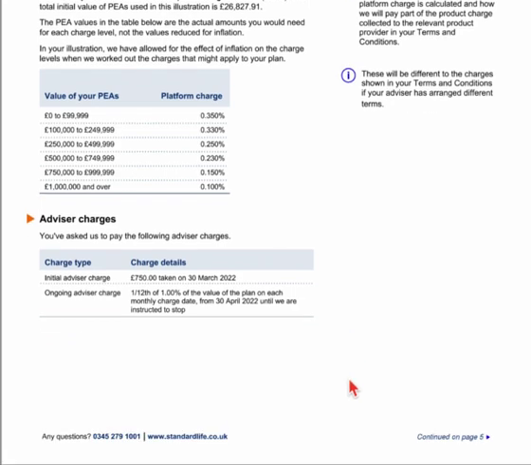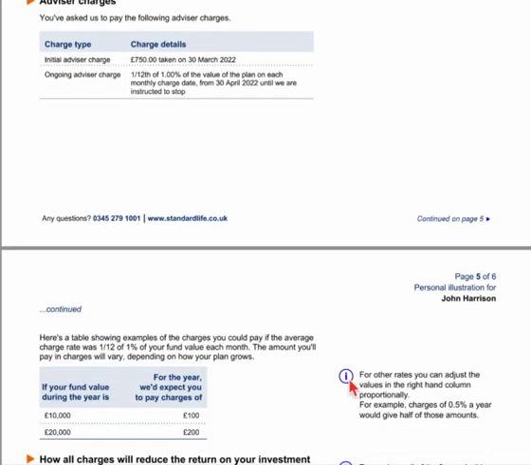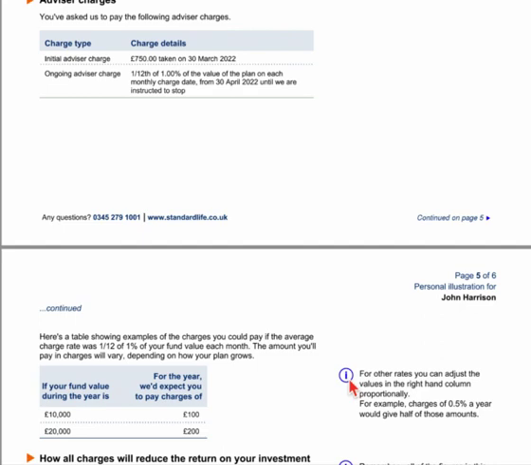To give you an example of what that would be, if the fund was £10,000, the 1% charge would be £100, and if it was £20,000, the advisor charge would be £200, and this is paid on a monthly basis, and it's taken out of your fund. So you're not going to have to pay it yourself; it is taken out of the fund.